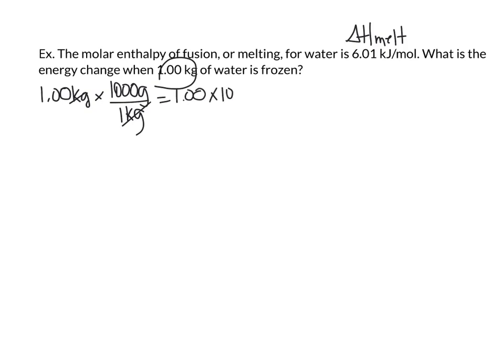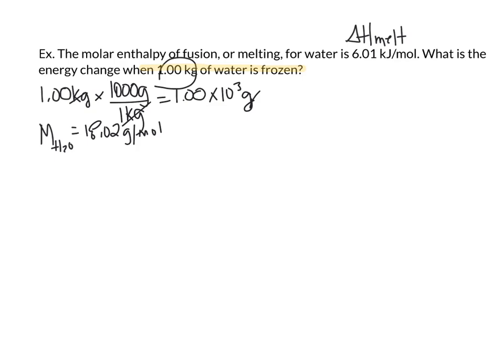1.00 times 10 to the 3 grams. It's the easiest way to show it. The molar mass of water is still 18.02 grams per mole. We're asked for the energy change when 1 kilogram of water is frozen.